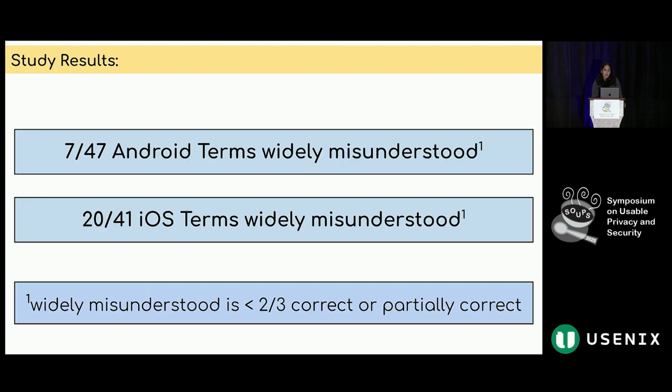And from this study, we found some interesting results. We found that 7 out of 47 of the Android terms were widely misunderstood, and 20 out of 41 of the iOS terms on the labels were widely misunderstood by users.